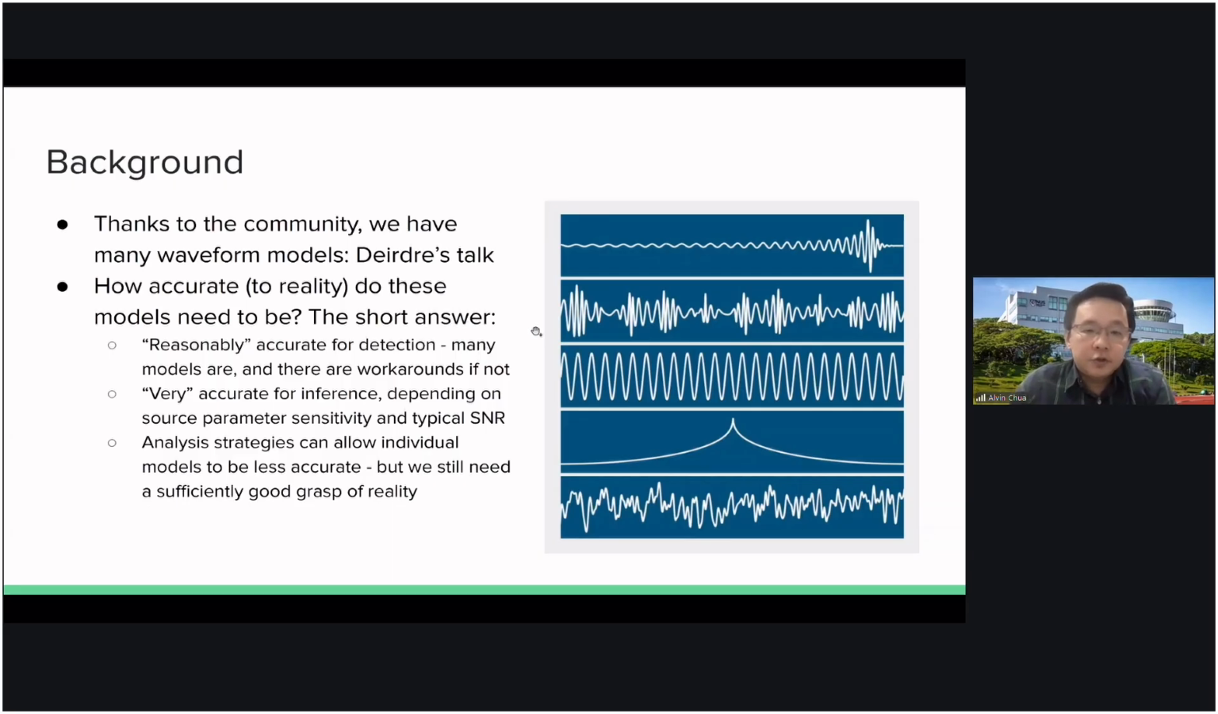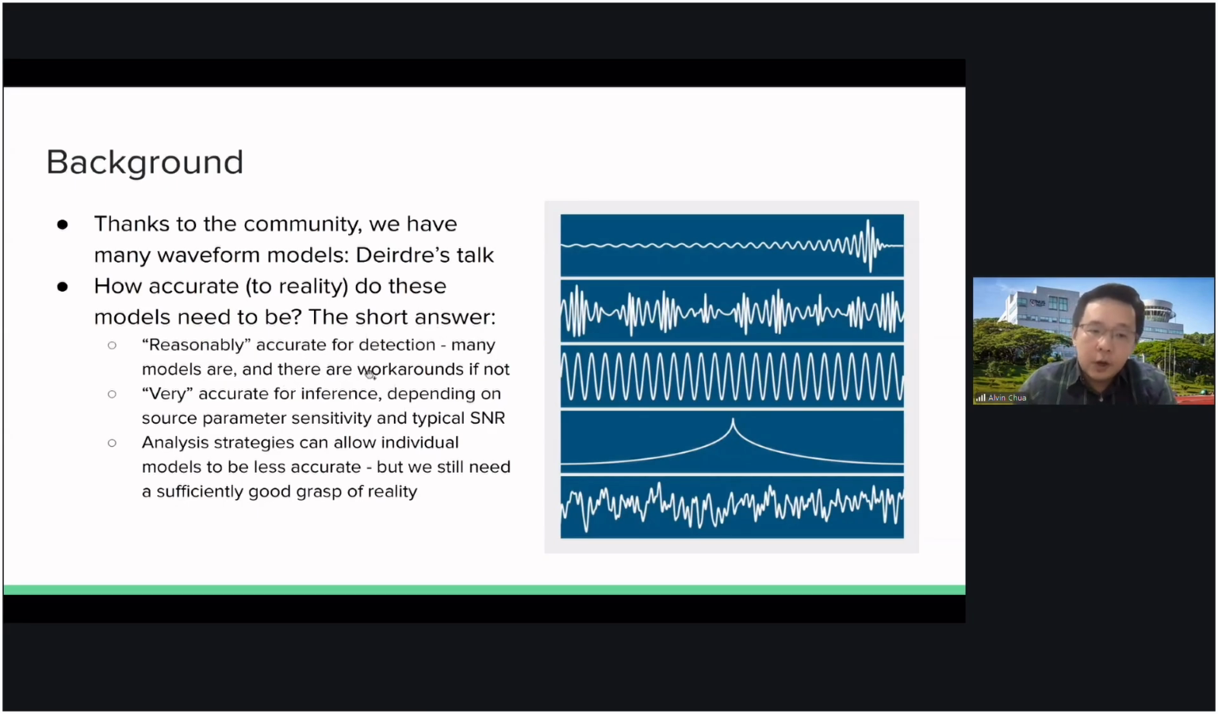So here is the short answer. I'll give you a spoiler for the whole talk. For detection, they need to be reasonably accurate, right? What do I mean by reasonably? That kind of depends, as it always does. But the point is that many of the current models already are accurate enough, and even if they're not, there are many workarounds that are available to us.